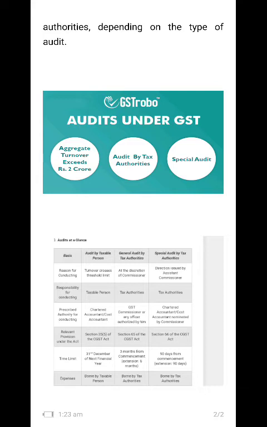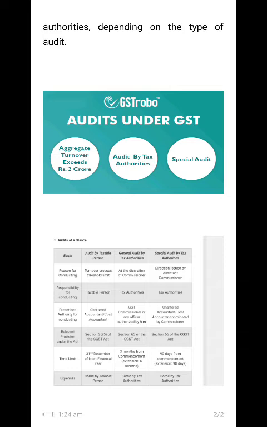And the next one is responsibility. Who is responsible for the audit? In case of audit by taxable person, the taxable person is responsible for conducting the audit. And in case of general audit by tax authorities, and in case of special audit by tax authorities, in both these cases, it is the tax authorities who are responsible for conducting the audit.